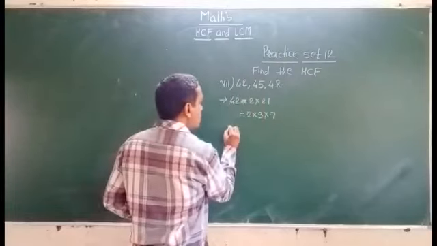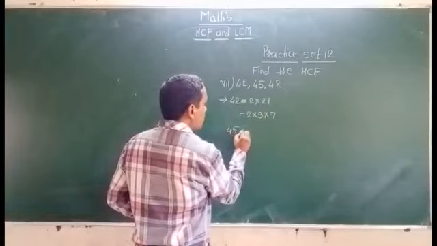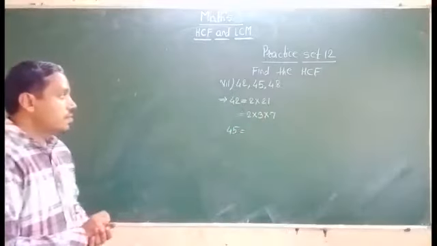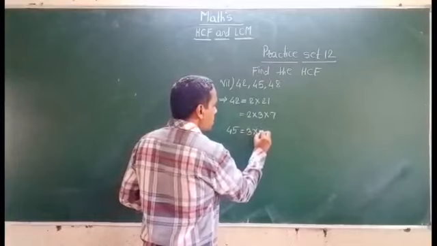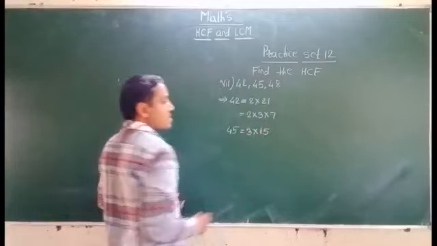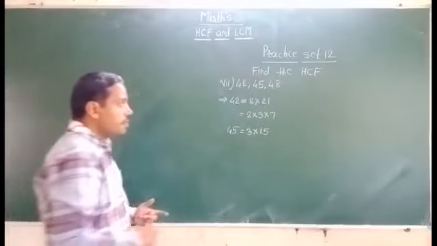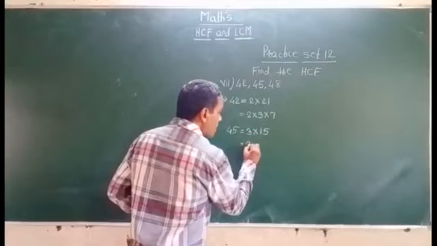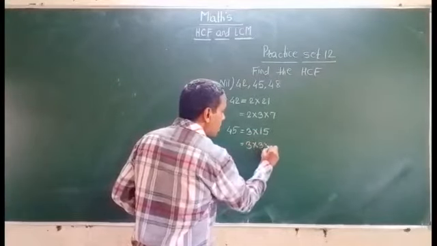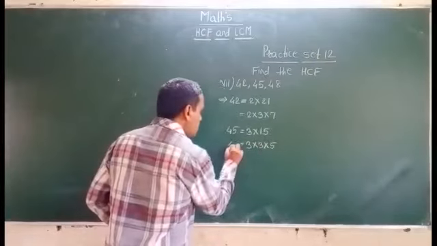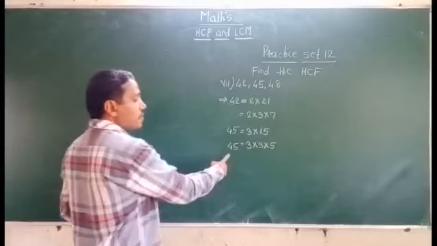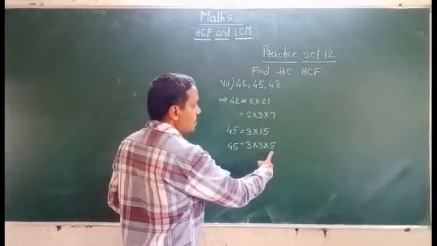The next one is 45. 45 is divided by 3, and the answer is 3 into 15. That 15 is again divided by 3, and we get 5. That means the prime factorization of 45 is 3 into 3 into 5.